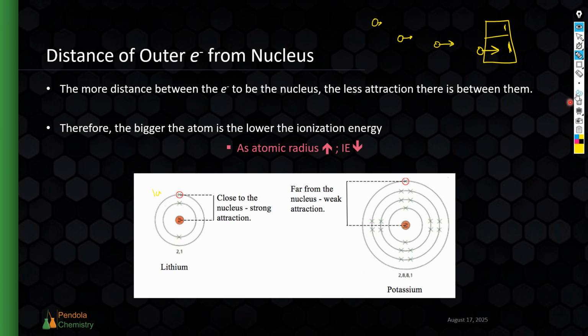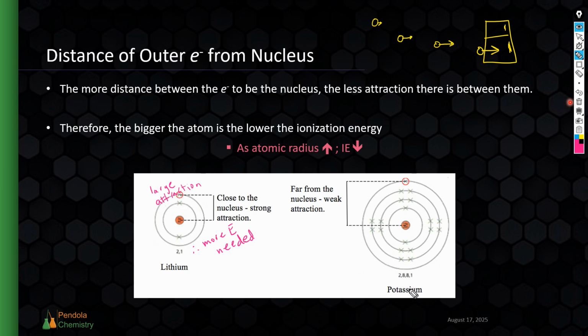Let's change the color. There's going to be a large attraction. And large attraction, therefore, means more energy needed. More energy is going to be needed to remove this electron because it's so close to that nucleus and therefore has a large attraction to it.